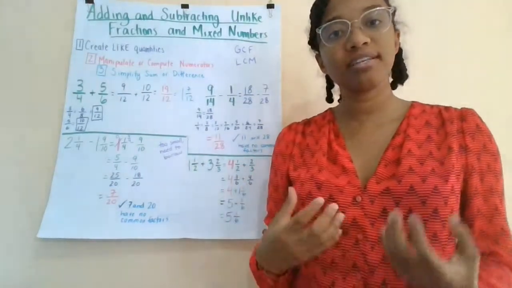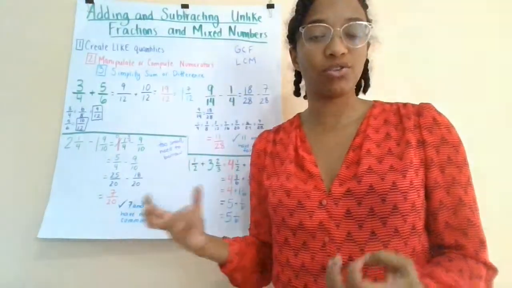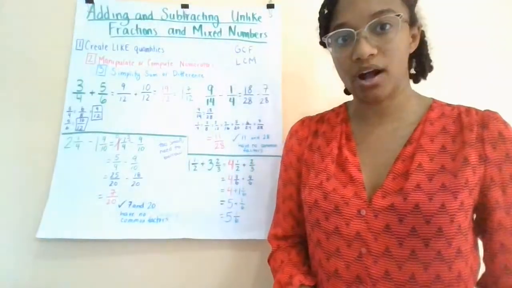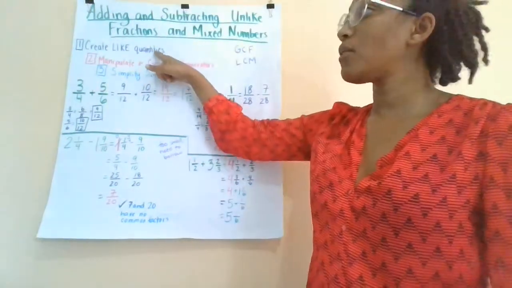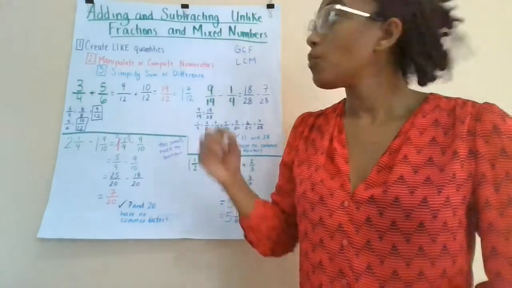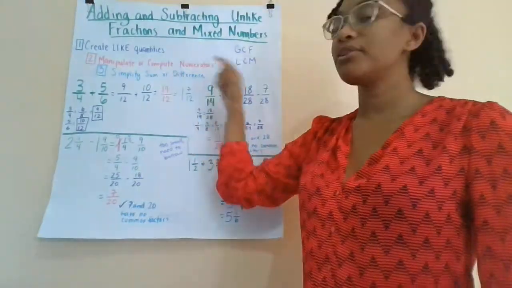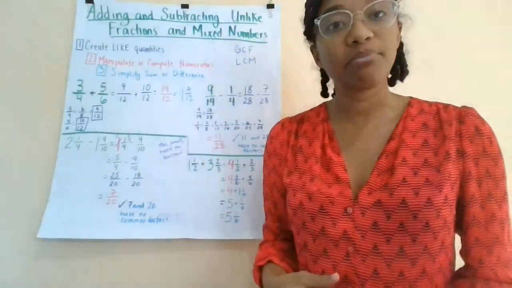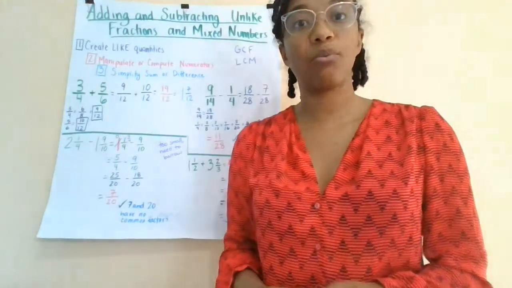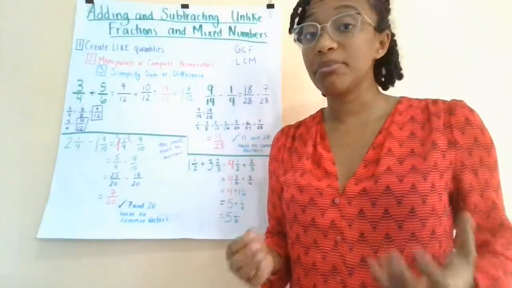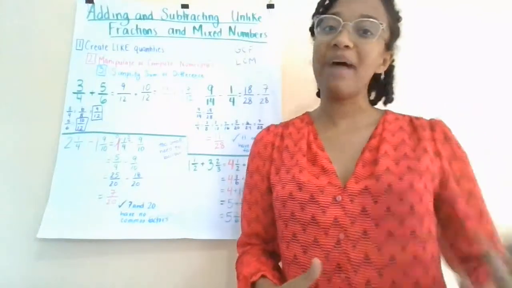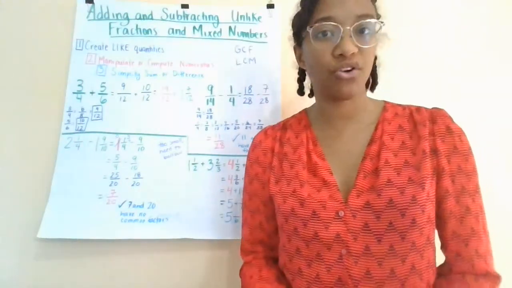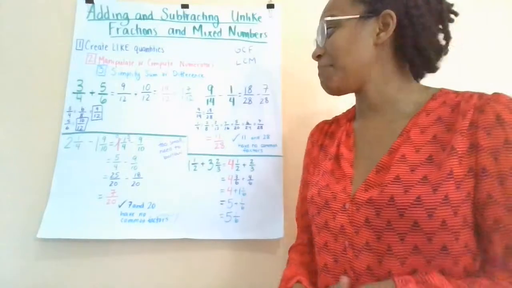Now, I've used this color code throughout my work so that you can see which step I'm really working on as we find these sums and differences. So when we create like quantities, that will be in dark blue. When I manipulate or compute numbers, that will be in pink. And when we simplify our sums or differences, that will be in blue. Remember, simplification may or may not be necessary. Of course, at the end, we'll always go back and check our quantity and make sure that it makes sense, see that we're not making mistakes.